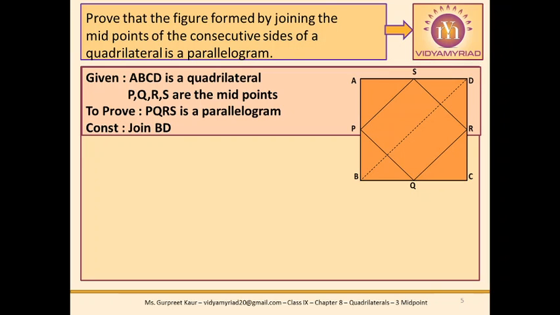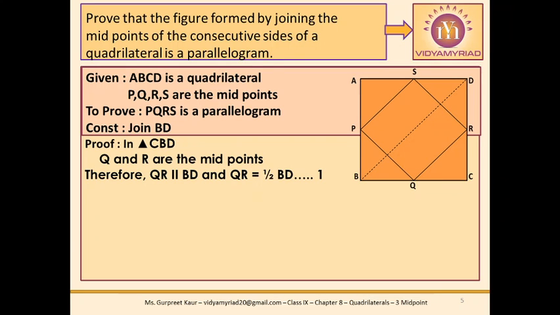So for that what we have done is, we have joined BD, the diagonal of it. Now in that case, let us take the triangle CBD. In this, if you see, Q and R are the midpoints, and as per the midpoint theorem, when the midpoints are there, we can say that QR will be parallel to BD and QR will be half of BD. Just now we have done as per the midpoint theorem.